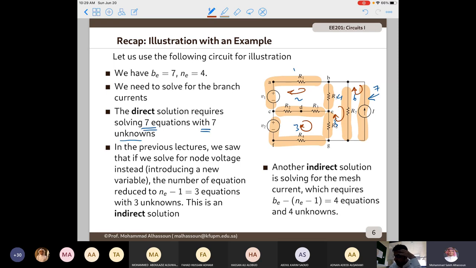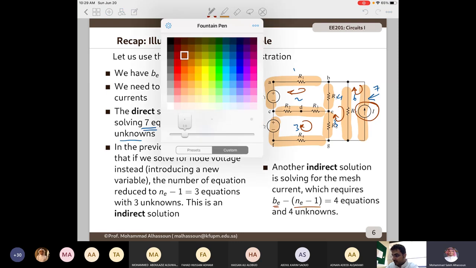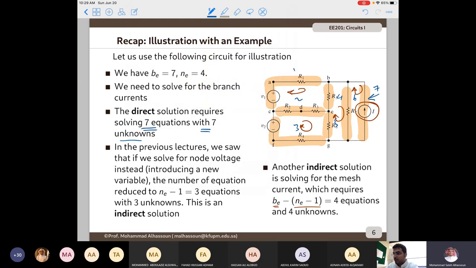And this technique is going to give me BE minus NE minus 1, which means it's going to give me 4 equations for 4 unknowns. Does that mean that the node voltage method is superior to this technique? The answer is no. It turns out for this circuit, the mesh current method can give me exactly the same number of equations because I have the current source here. But as you see, in some circuits solving with the node voltage method will give you an easier way of solving the problem, and in others the mesh current method is going to give you an easier way of solving.